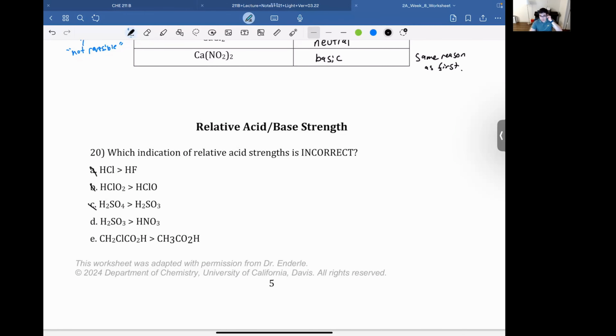That's true. H2SO3 is a weak acid. H2SO4 is a strong acid. Then we have H2SO3 is stronger than HNO3. That one is incorrect. HNO3 is a strong acid. This one is a weak acid.